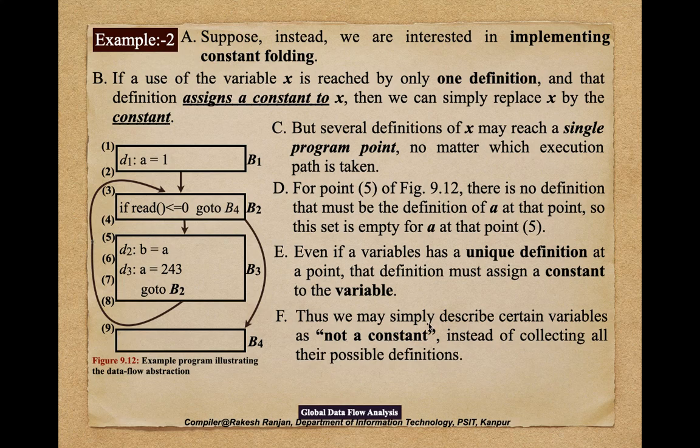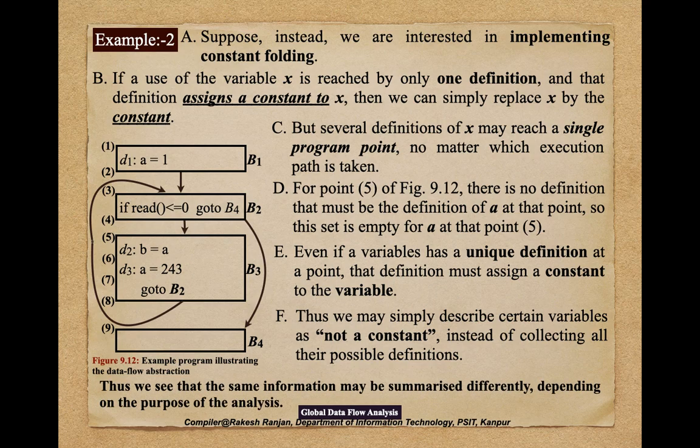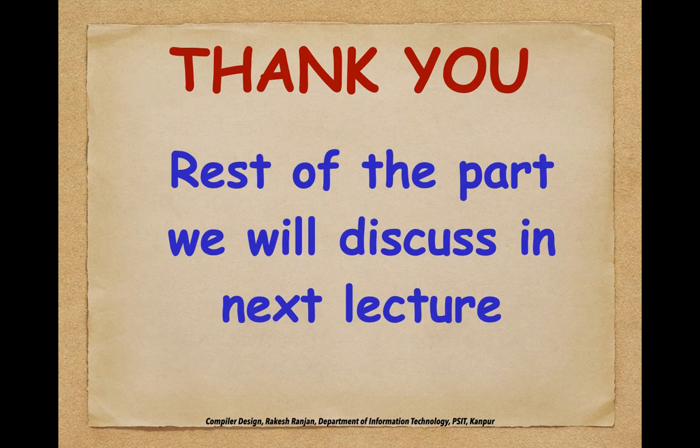Thus we may simply describe certain variables as not a constant. मतलब किसी वेरिएबल को आप नॉट ए कांस्टेंट बोल सकते हैं या फिर वेरिएबल बोल सकते हैं. तो इस तरीके का भी इंफॉर्मेशन हम लोग चाहें तो कलेक्ट कर सकते हैं फॉर द ग्लोबल डेटा एनालिसिस. So thus we see that the same information may be summarized differently depending on the purpose of the analysis. किस तरीके का एनालिसिस करना चाहते हैं आप, चेक करना चाहते हैं कि वो वेरिएबल है या कांस्टेंट है, ये चेक कर सकते हैं, या फिर ए की वैल्यू क्या है वो आप चेक कर सकते हैं. तो इस तरीके से हम लोग चाहें तो यहाँ पर डिफाइन कर सकते हैं.